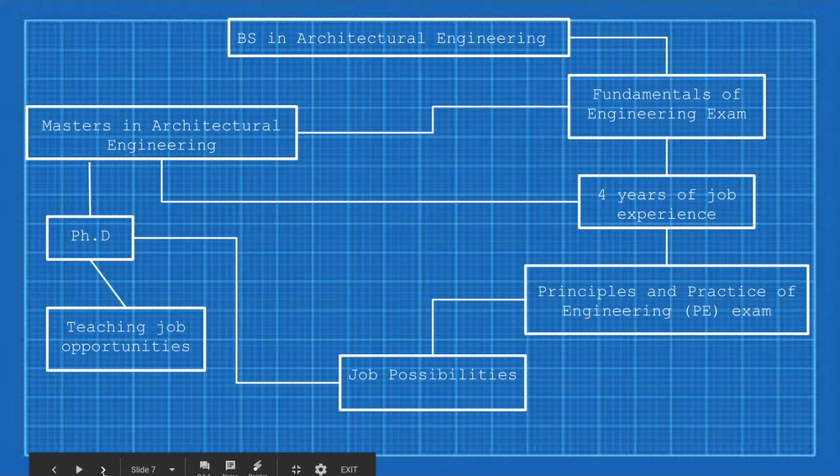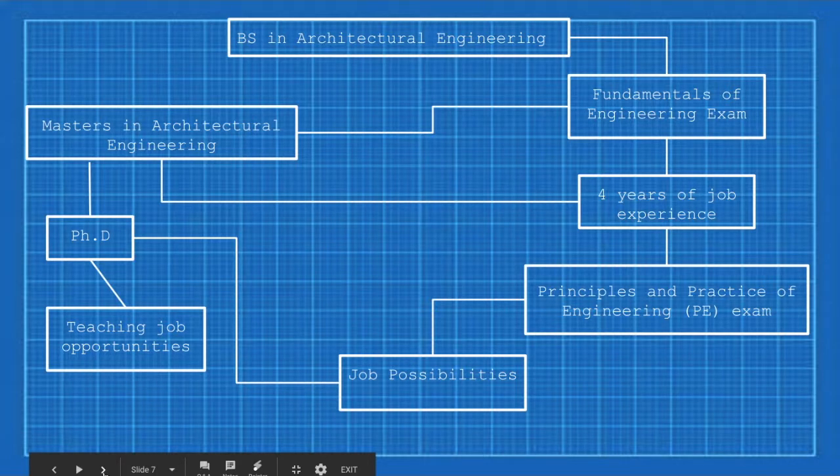Claire, how does someone become an architectural engineer? Well, I'll tell you, Katie. So first, you have to go to school, obviously. So you start off by getting a Bachelor's of Science in Architectural Engineering. And from there, right before you graduate, you're going to take the Fundamentals of Engineering exam.